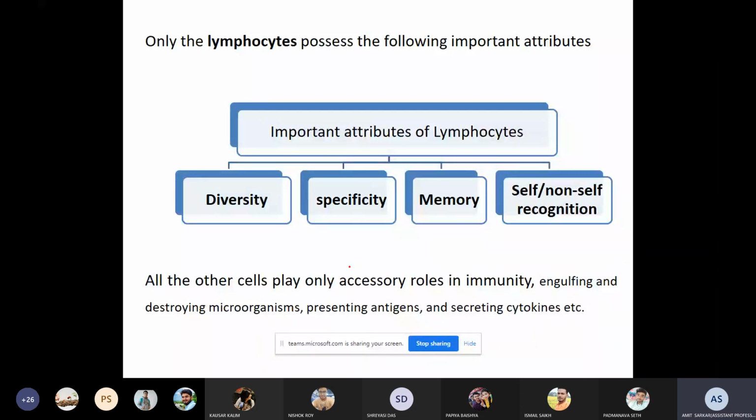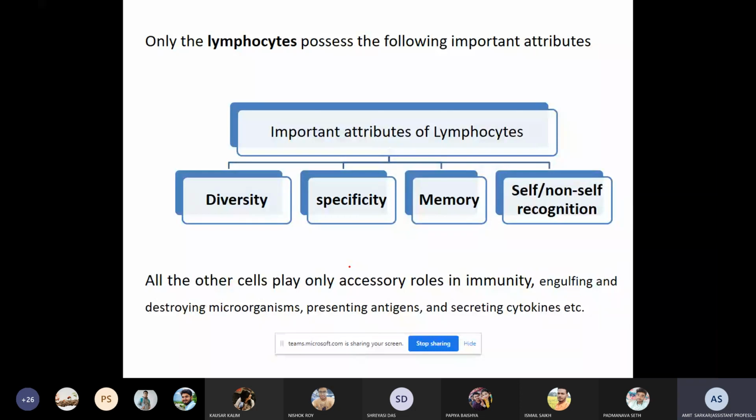So all other types of immune cells or white blood cells like neutrophil, eosinophil, basophil, monocytes, what about those? They do not have this kind of property, but they are playing some accessory role. The principal role is being played by lymphocytes, which are a type of agranulocyte, a type of white blood cell or leukocyte. The other four kinds of white blood cells are playing a vital role, but an accessory role in terms of immunity, like engulfing and destroying microorganisms, and so on.